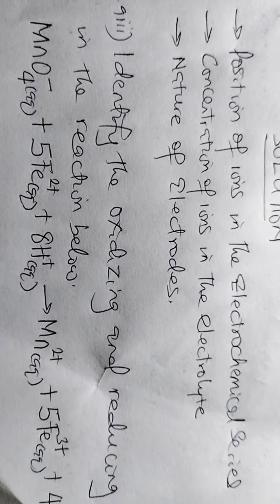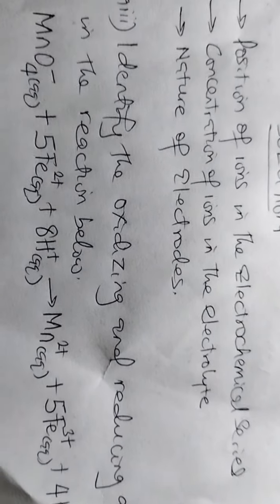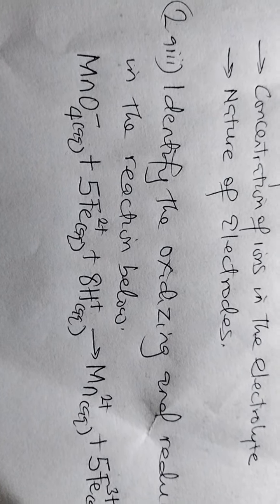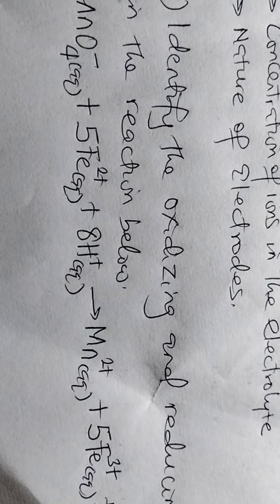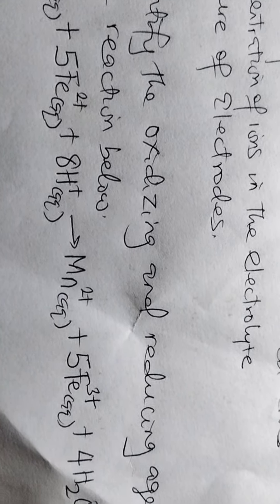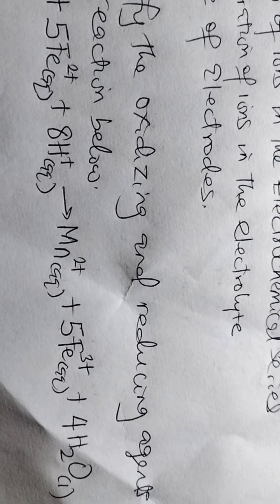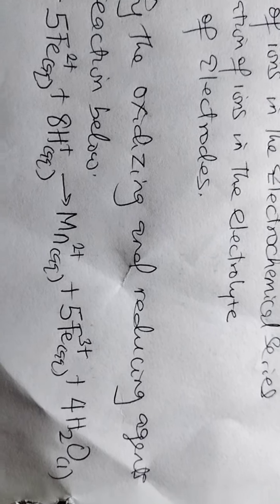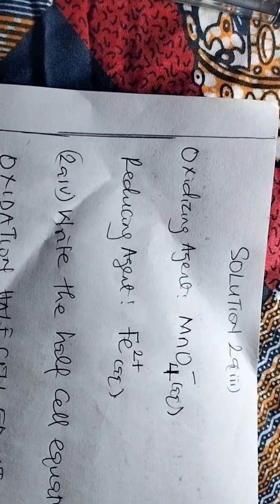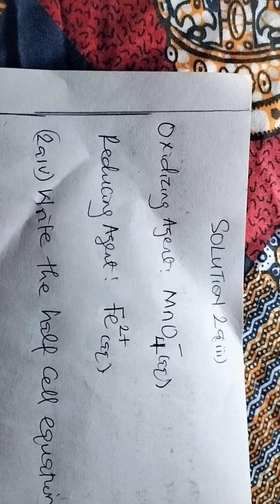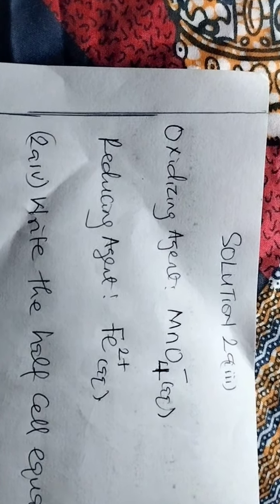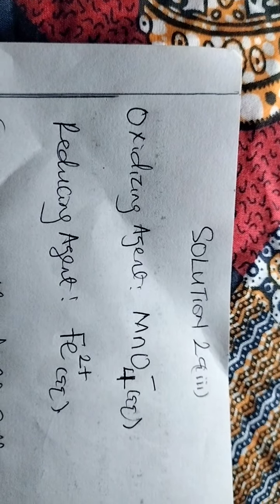2B says, identify the oxidizing agent in the reaction below. We have the MnO4 minus ion plus 5 moles of iron(II) ion plus 8 moles of hydrogen ion, giving us 1 mole of manganese(II) ion plus 5 moles of iron(III) ion plus 4 moles of water. Going to the solution, the oxidizing agent is MnO4 minus, because the oxidation state of manganese here is +7.